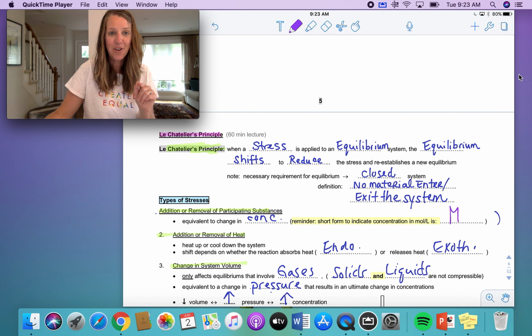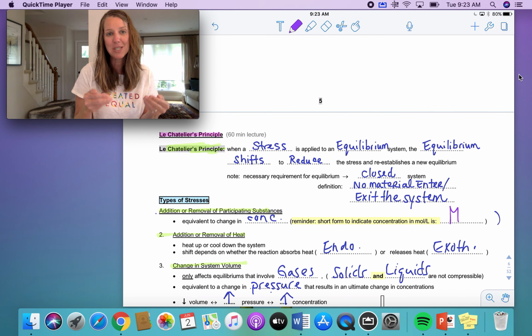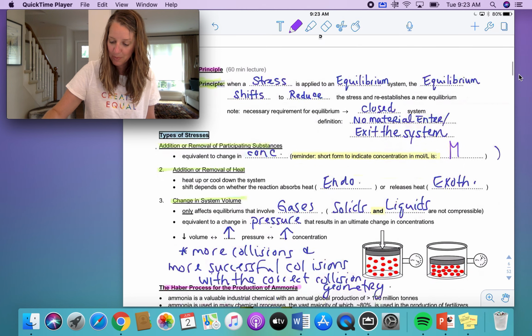Now, the change in volume, though, is only going to affect the equilibrium if it's a state of matter that can be compressed. You can't compress a liquid and you can't compress a solid. So if you're changing the volume, you're not going to have any effect on the equilibrium simply because it can't be compressed. And remember, you're tying all of these stresses to the molecular theory, right? The particle theory, because you want to be able to explain what happens at the molecular level. Okay, so what's happening to those particles?